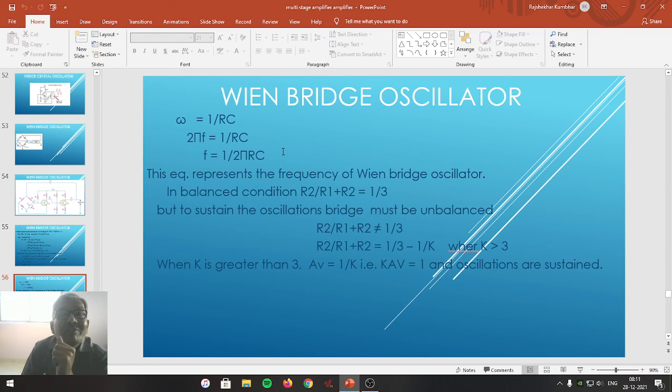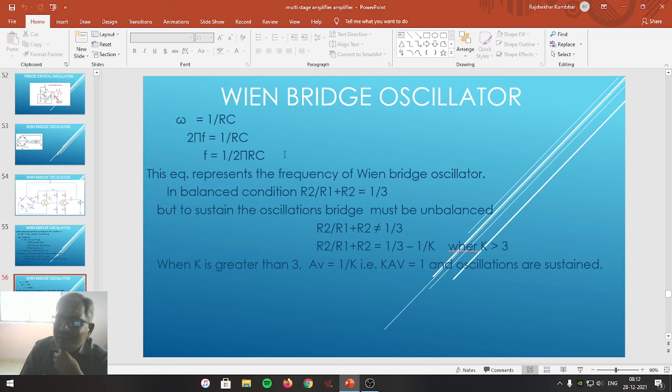So, here frequency deciding components are R and C, which are connected in a Wien-Bridge network. That is, series combination of resistance and capacitor and parallel combination of resistance and capacitor decides the frequency of Wien-Bridge oscillator, that is given by formula f is equal to 1 upon 2 pi RC. Now, we have obtained the formula for frequency of Wien-Bridge oscillator.